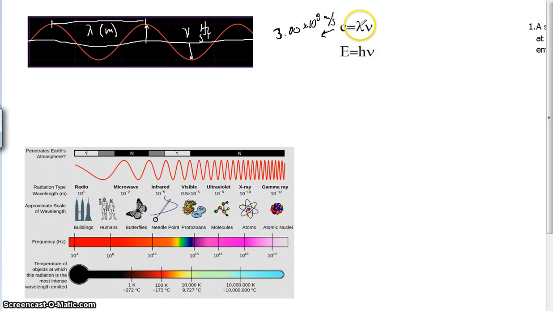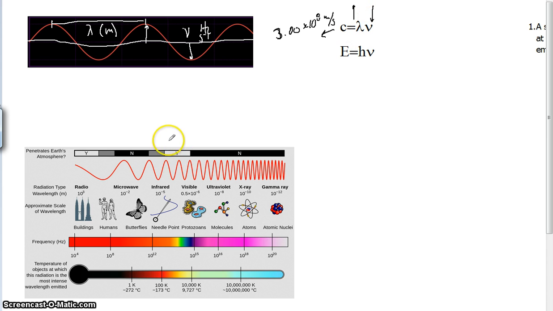The key thing to recognize here is since the product of these two numbers is always the same number, as one goes up, the other goes down. So if you have a very long wavelength, a very high wavelength, you're going to have a low frequency, meaning it's going to go up and down fewer times per second.